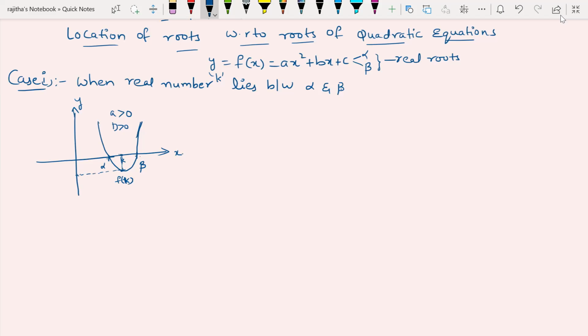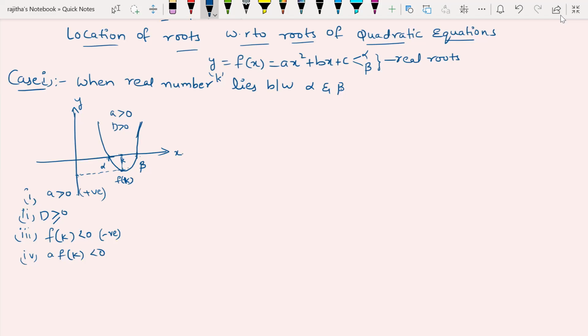Observe clearly. First, a is greater than 0 and the discriminant is also greater than or equal to 0, real roots. The third point we have to observe is f of k, which is negative on the y-axis. So f of k is less than 0. Here a into f of k is less than 0. Here a is positive and f of k is negative, and when we multiply both, we get a negative.